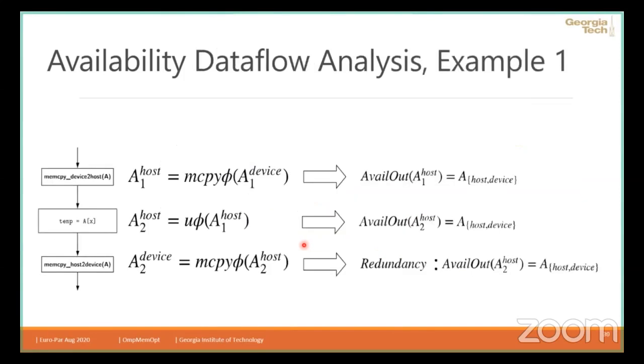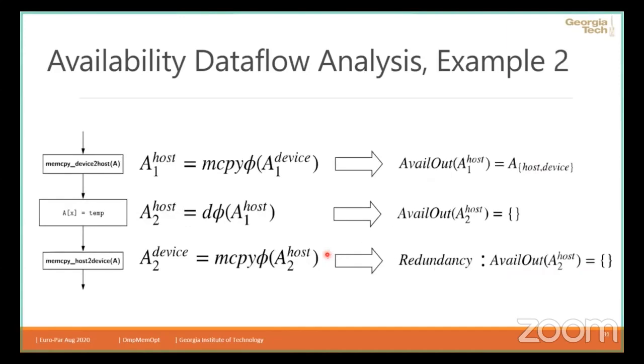We have formally denoted the availability analysis using the avail out notation, and here A underscore host comma device means that the array A has the same version on host and device, and hence any memory copy is redundant. In this example, we see that the array was available between host and device after the first memory copy, and it's still available after the use, and then finally the copy is redundant because it was available between host and device.